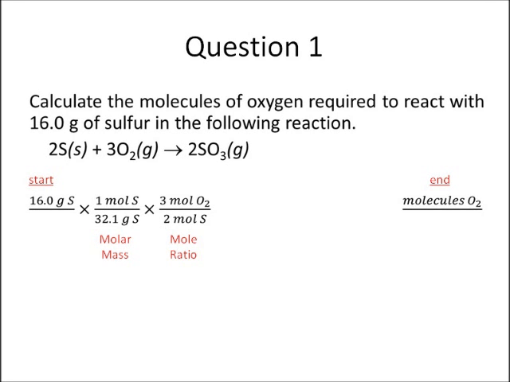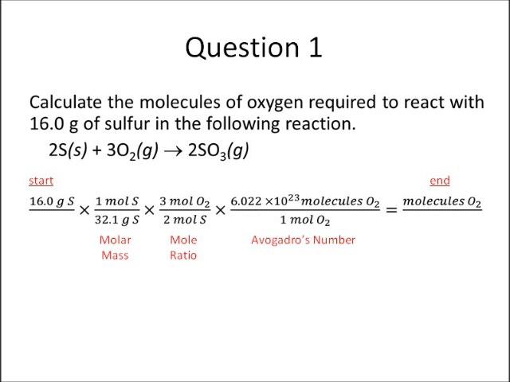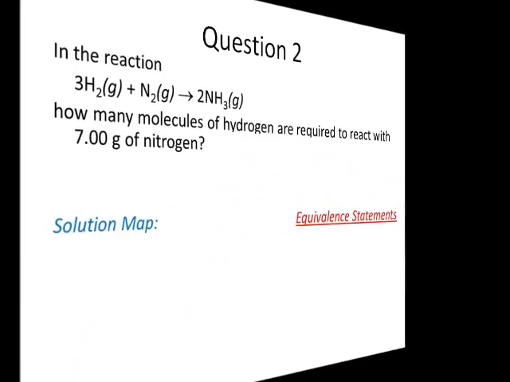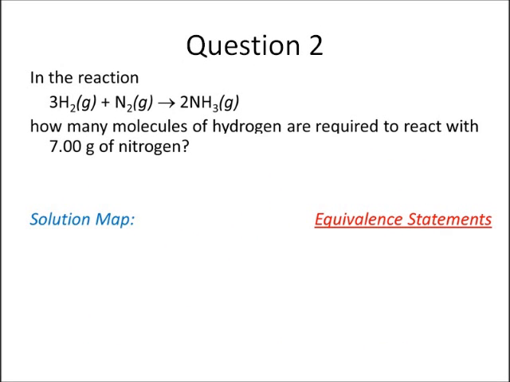That's 2 moles of sulfur consumed for every 3 moles of oxygen consumed. Finally, we use Avogadro's number to get molecules of oxygen in 1 mole of oxygen. The answer that we get is very large. It makes sense because oxygen is a small molecule and it requires a lot of molecules for 1 mole.